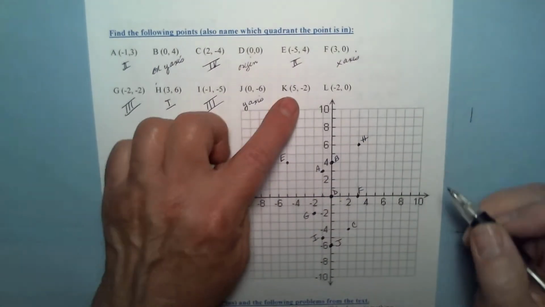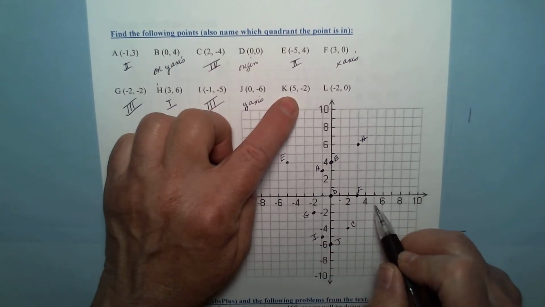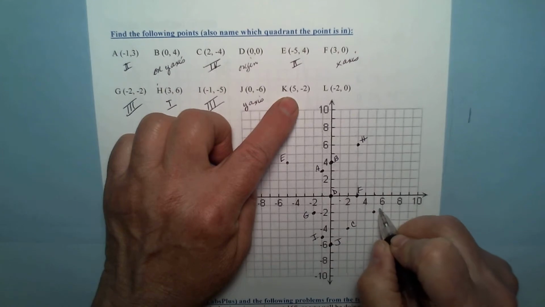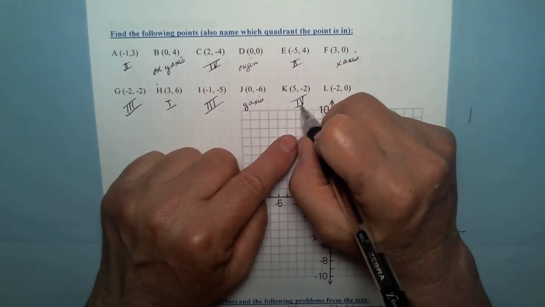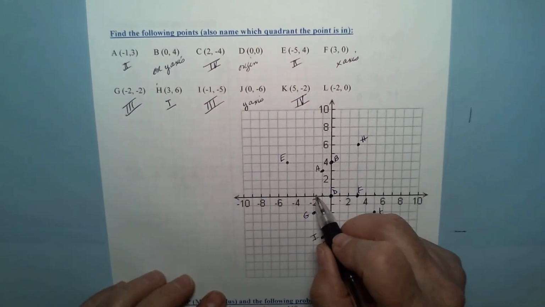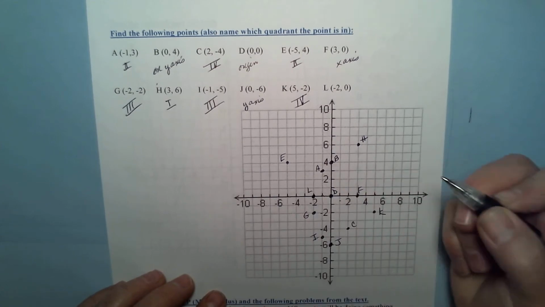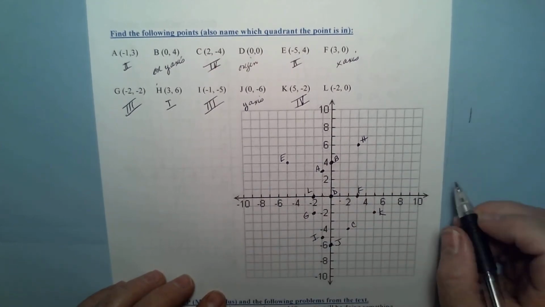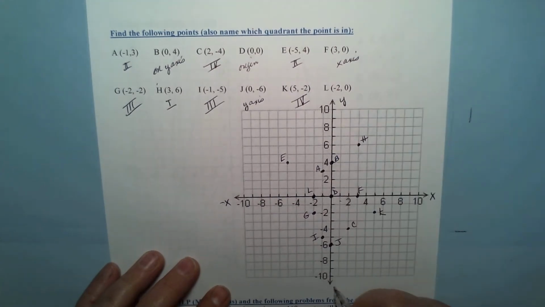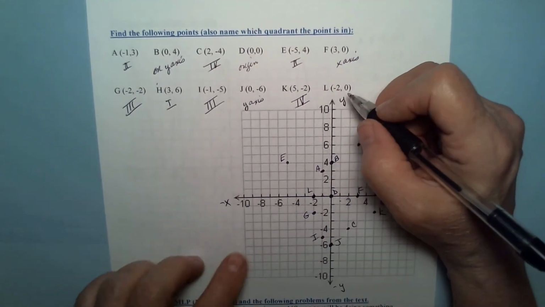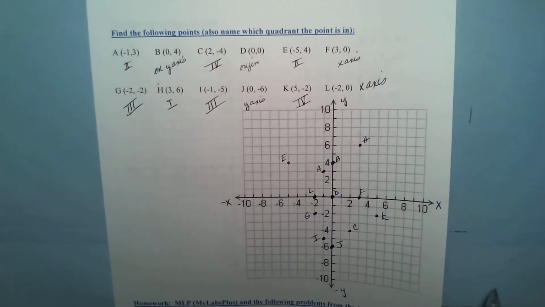That's good enough. For K, I'm going to move to the right 5, and I'm going to move down 2. And he is in quadrant number 4. And finally for L, I'm going to move to the left 2 and not move at all after that. So this is L. He is not in any quadrant. He's on the x-axis. I guess I should label this x, negative x, y, negative y. And so let me just tell you that he's on the x-axis. And there you have it.